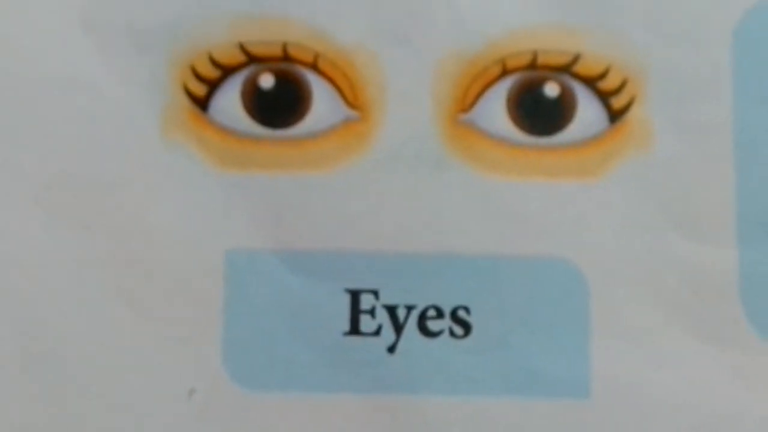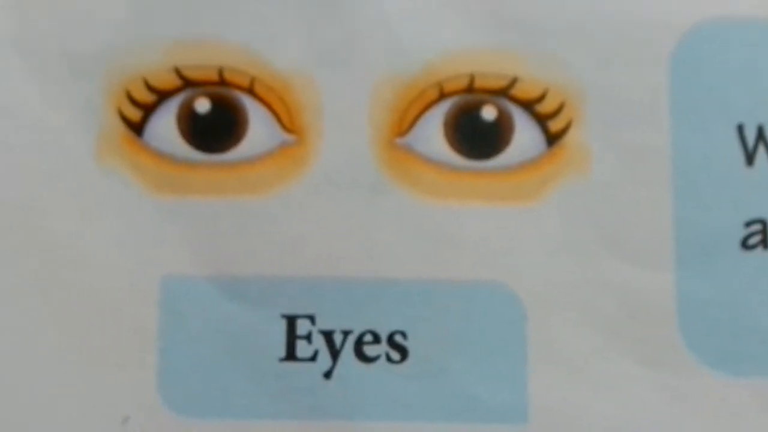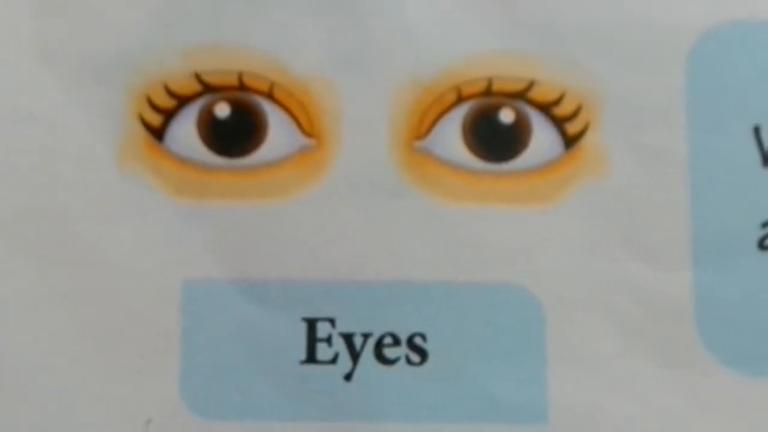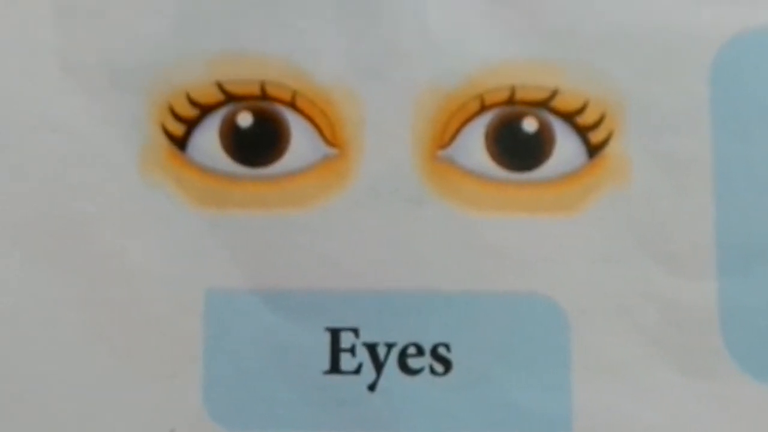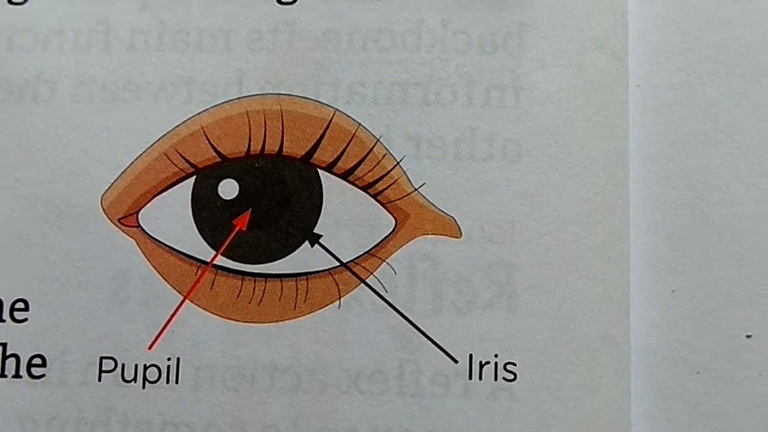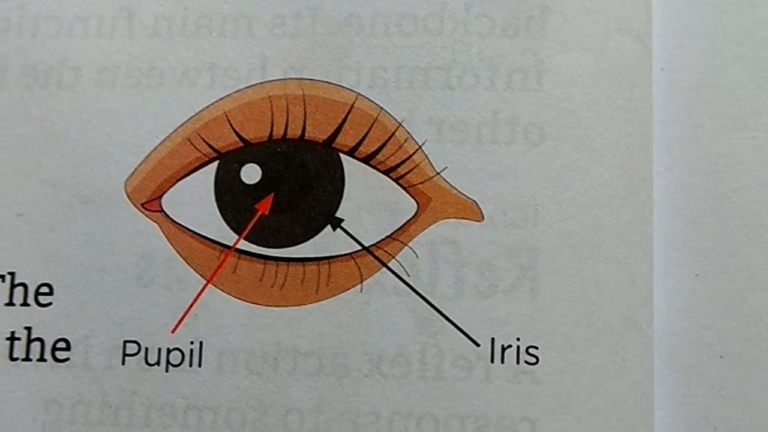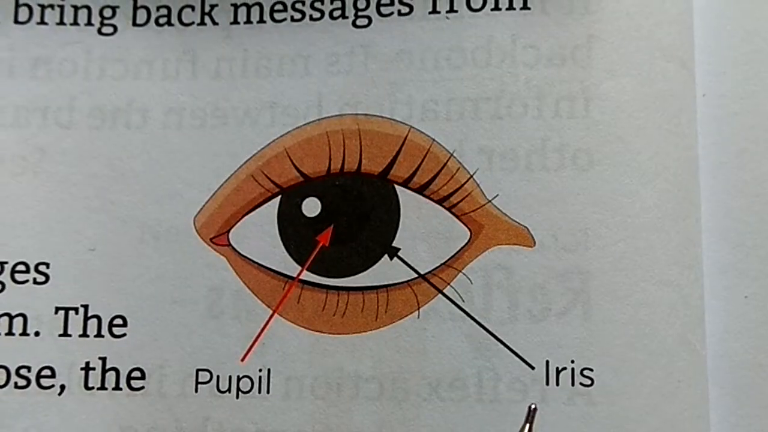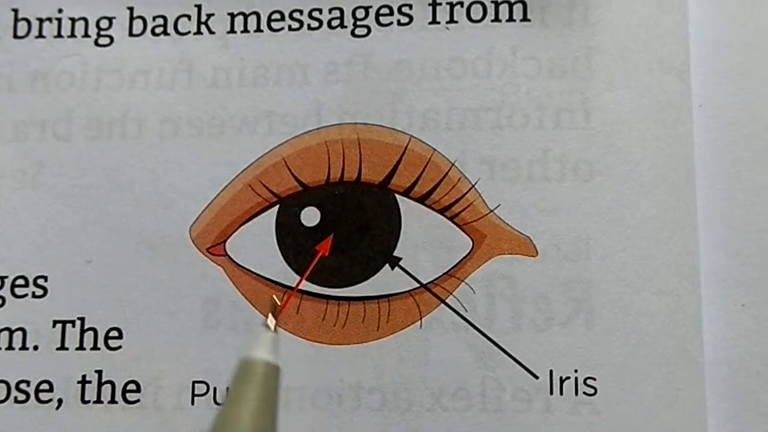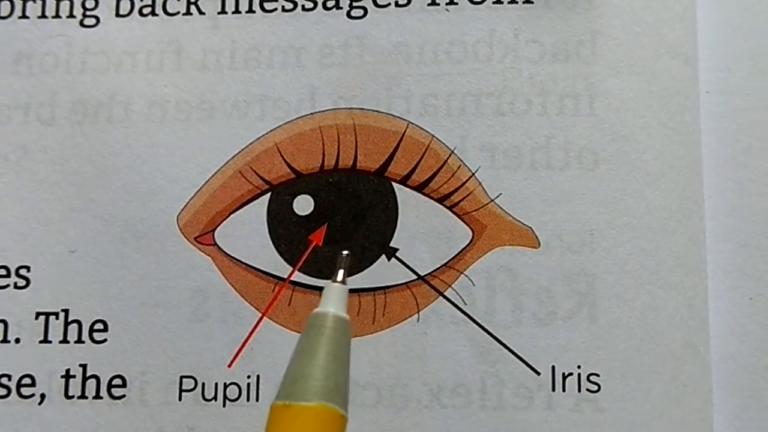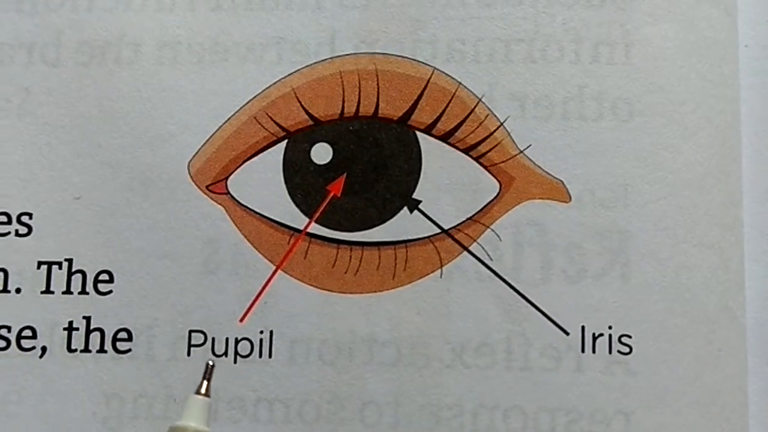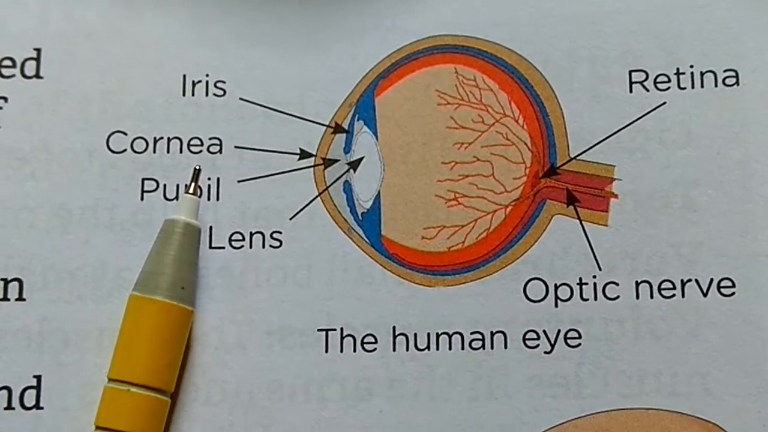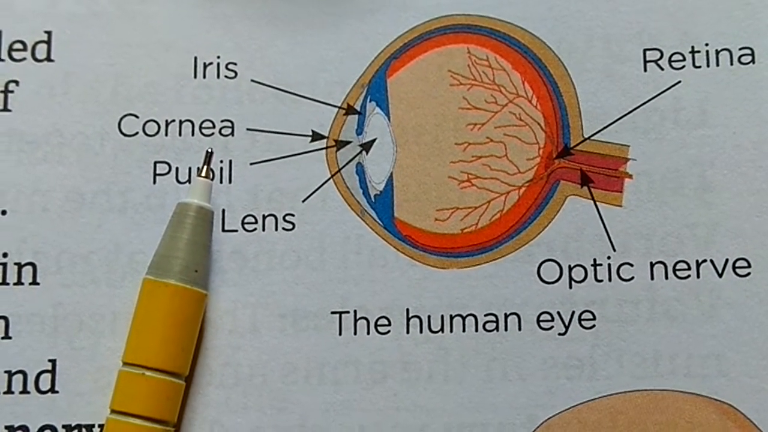Let's start with eyes. So children, we have two eyes to look at the world around us and see different objects, colors, shapes and sizes. Let us see in the diagram of an eye that the colored part of our eye is called iris. Next comes the black circle in the center of an eye, called pupil, which allows light to enter through it. Now let us see the internal structure of the human eye.